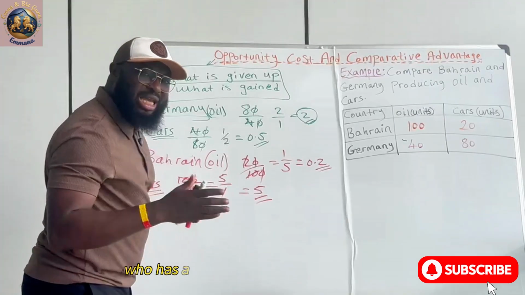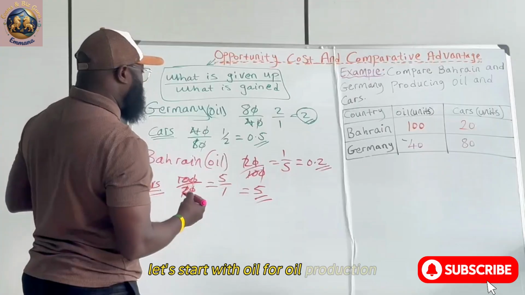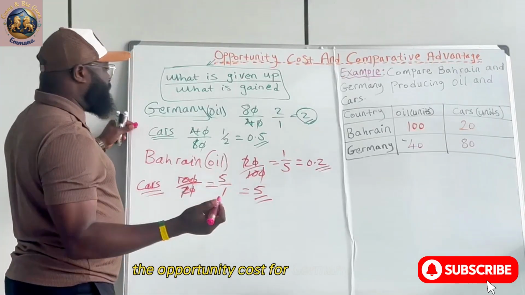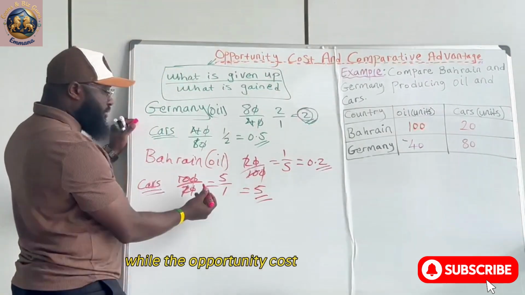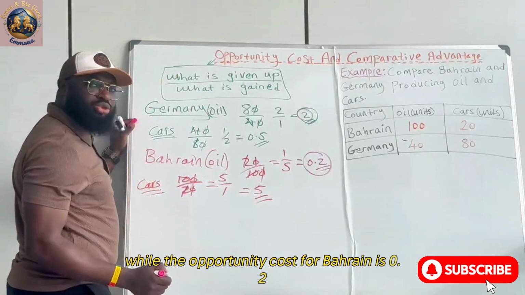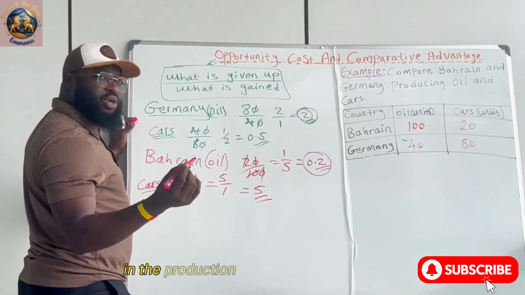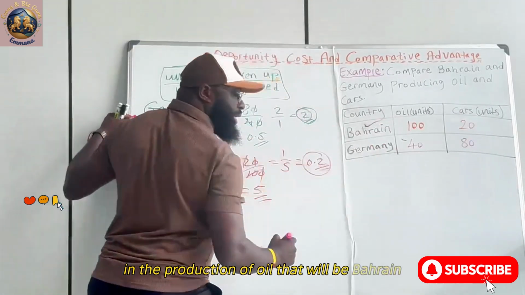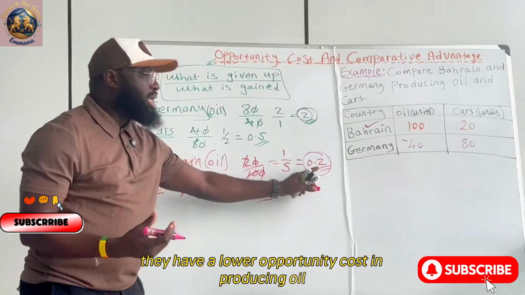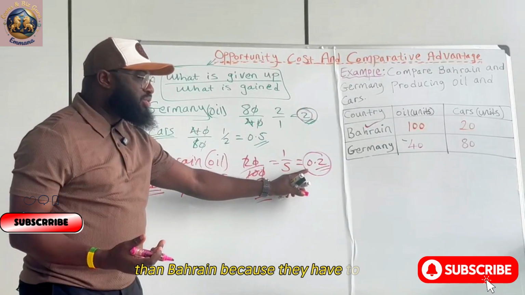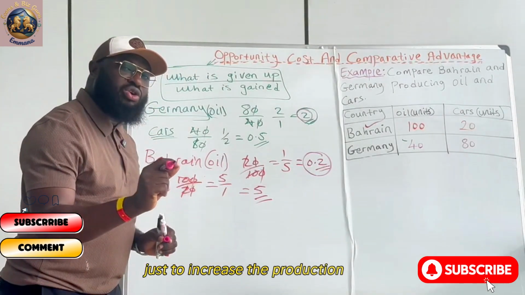Now, who has a comparative advantage in what? Let's start with oil. For oil production, the opportunity cost for Germany is 2, while the opportunity cost for Bahrain is 0.2. So who has the comparative advantage in the production of oil? That will be Bahrain. They have a lower opportunity cost in producing oil than Germany because Germany has to give up 2 units just to increase the production of oil.